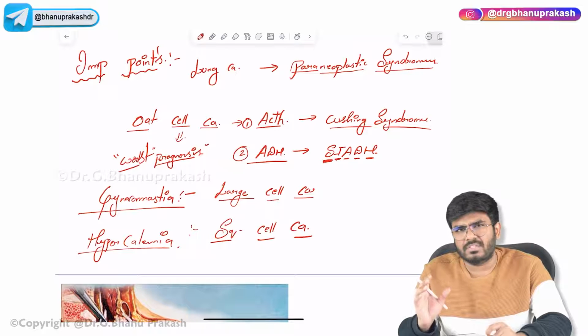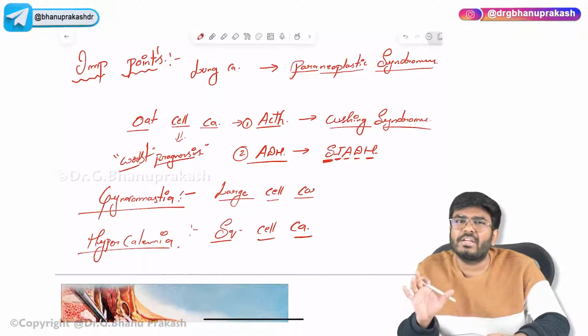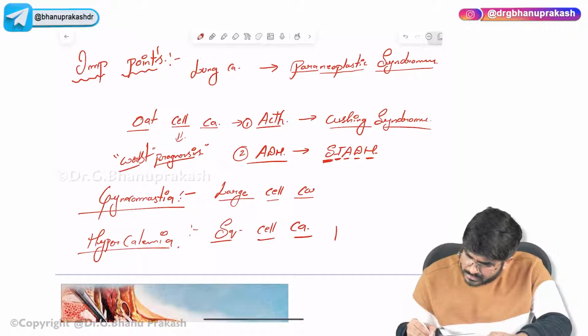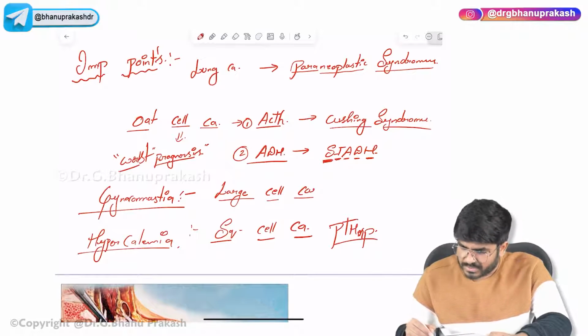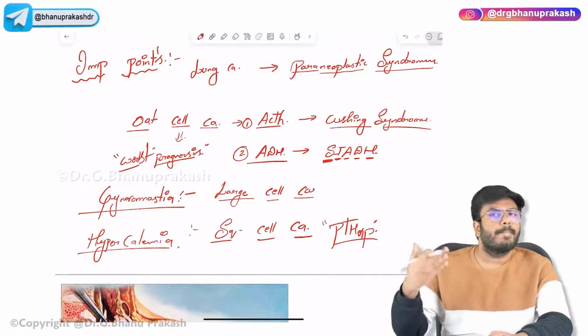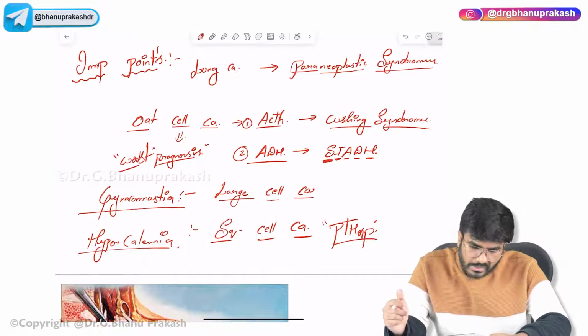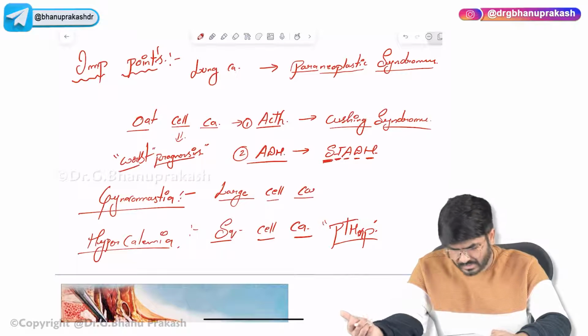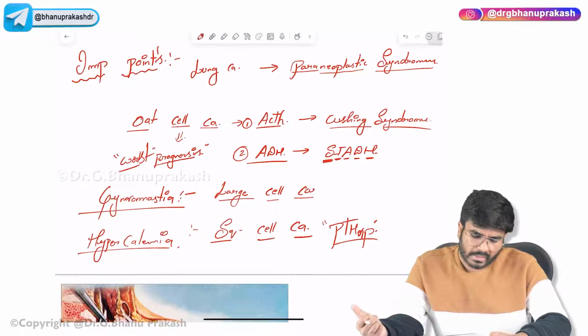Why? Because squamous cell carcinoma is going to produce a parathyroid kind of hormone, parathyroid hormone related peptide. By producing the substance parathyroid hormone related peptide, it increases the blood calcium levels. Squamous cell carcinoma increases the blood calcium levels. Okay, so done. Now after this, what else should you know?